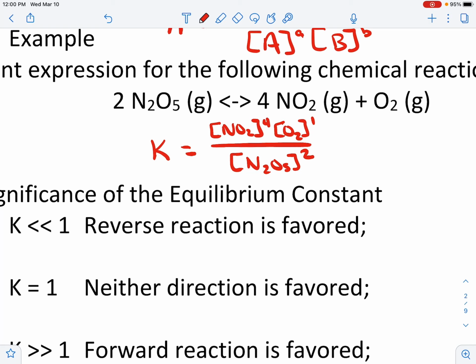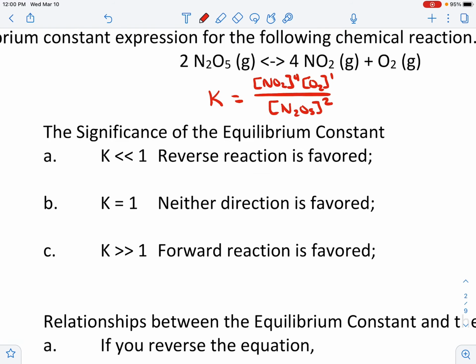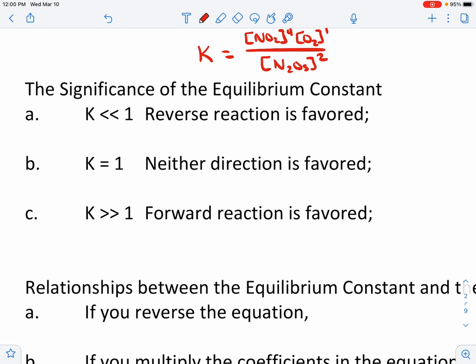So now that we know it's products over reactants raised to those coefficients, we can dig a little deeper into K and talk about the significance of the equilibrium constant. So if K is much less than 1, we're thinking the reverse reaction is favored, or we're going to have lots of reactants at equilibrium, which makes sense, right? Because if we have a really small number, that means we're dividing by a bigger number on the bottom.